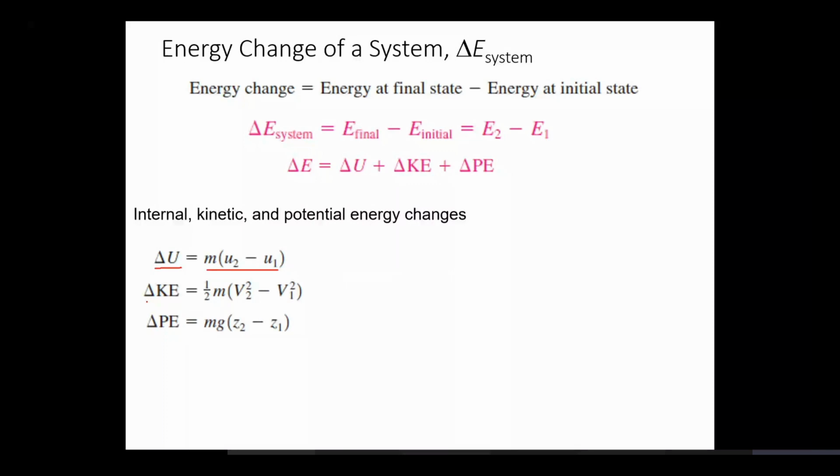The kinetic energy is based on the velocities of the system at state 1 and state 2, and the potential energy is based on the elevation of the system at state 1 and state 2. For a stationary system, if the system is not moving with regard to an outside reference, and it is not having a change in elevation, what would happen to kinetic and potential energy?